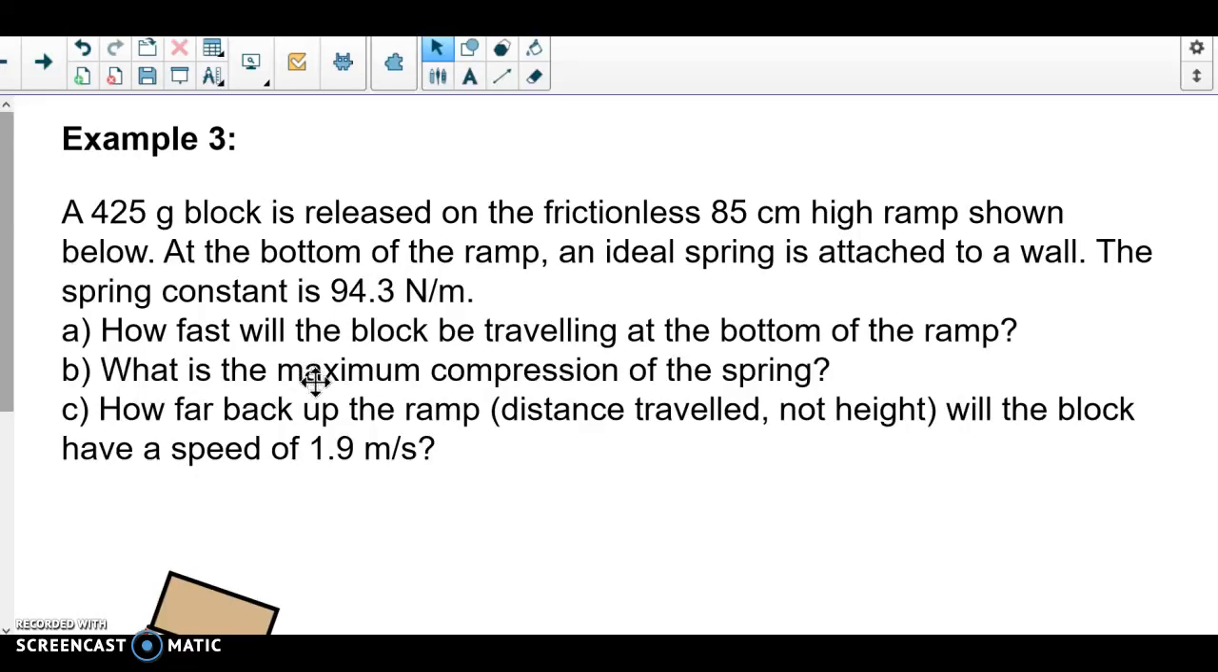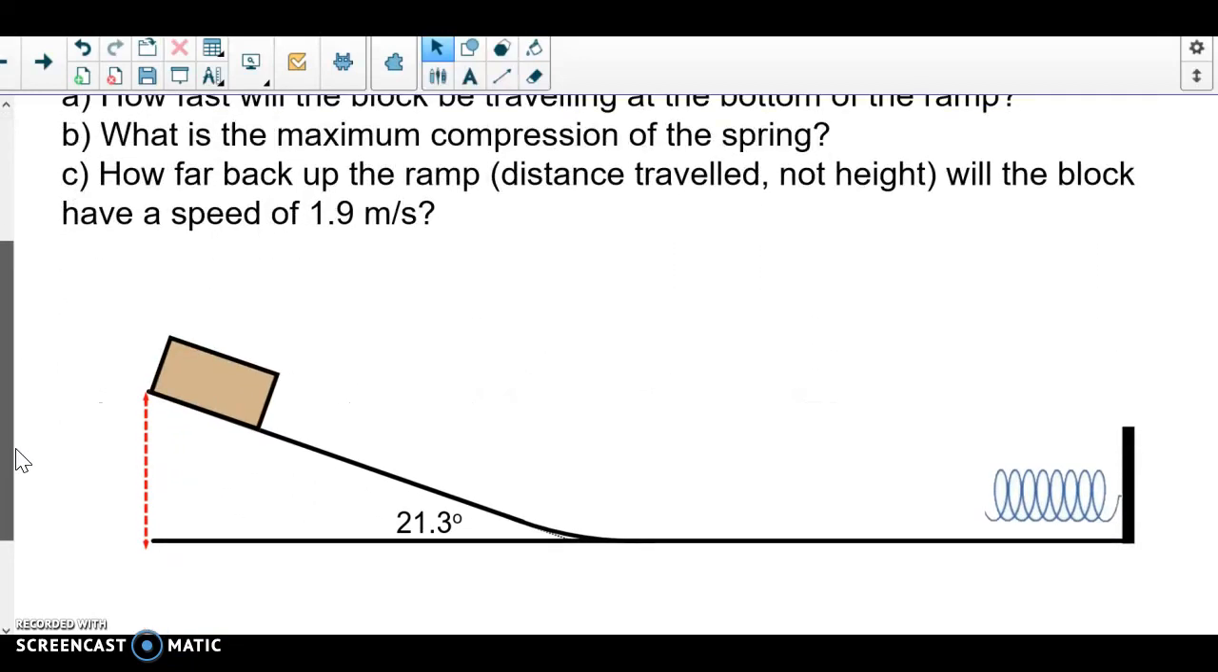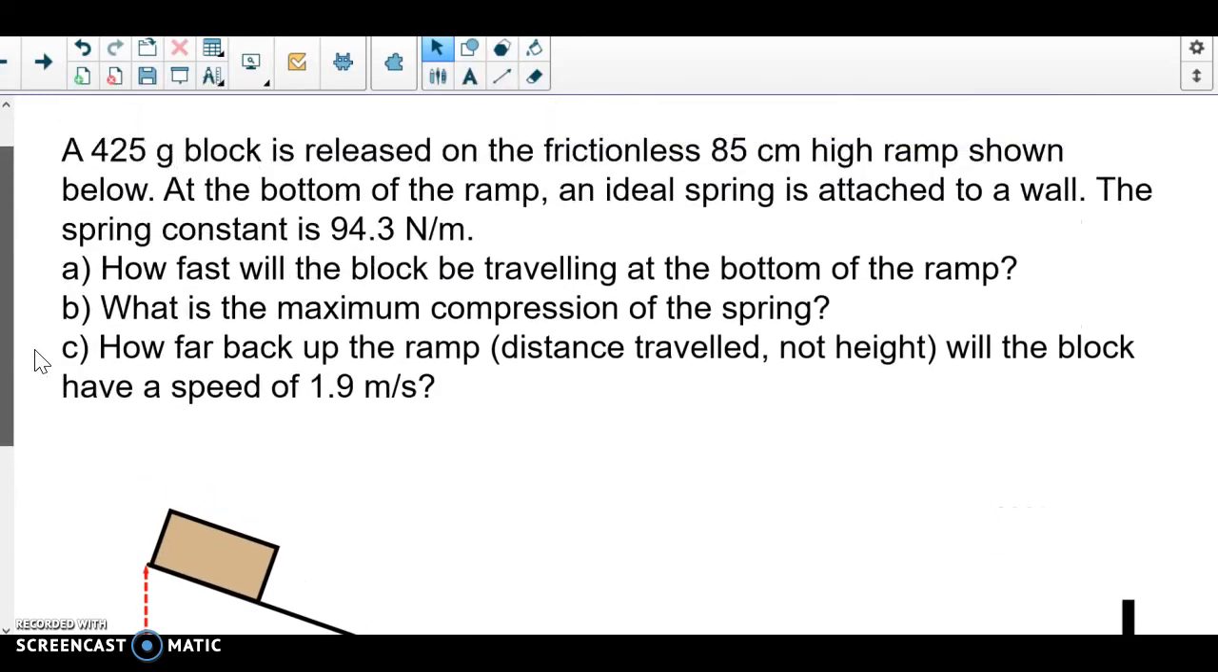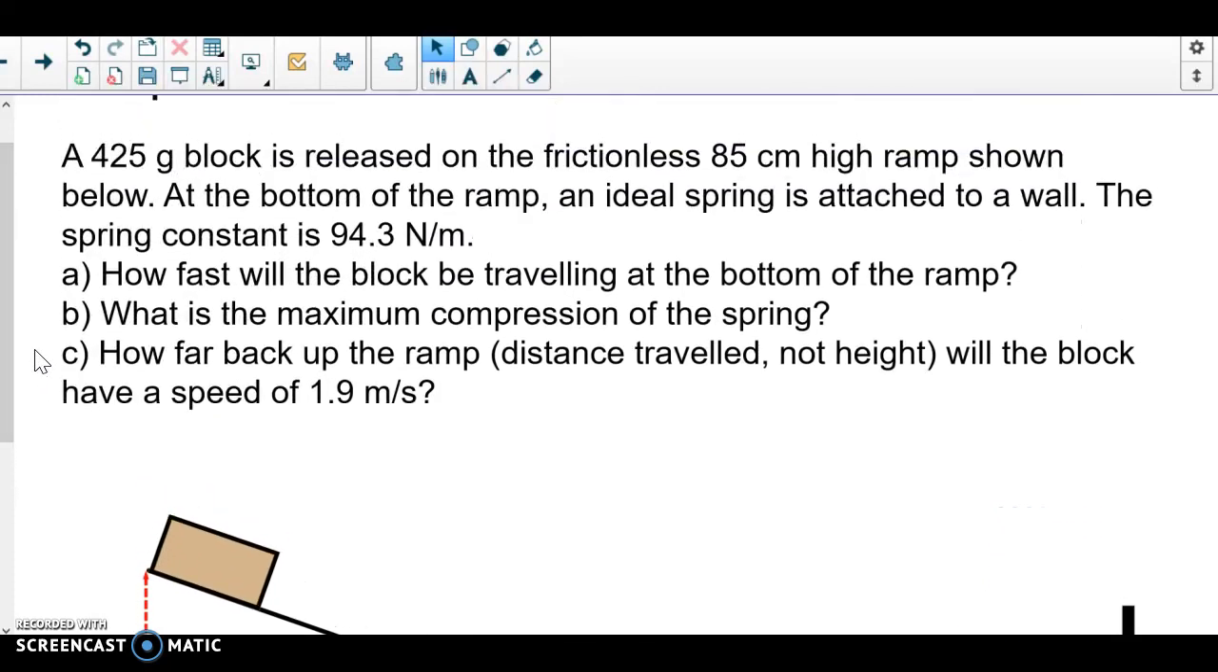In this last example, we've got a block sliding down a frictionless ramp and landing on a spring below. So we're going to analyze this system in a couple of example questions. A 425 gram block is released on the frictionless 85 centimeter high ramp shown below. At the bottom of the ramp, an ideal spring is attached to a wall. The spring constant is 94.3 newtons per meter. A, how fast will the block be traveling at the bottom of the ramp?